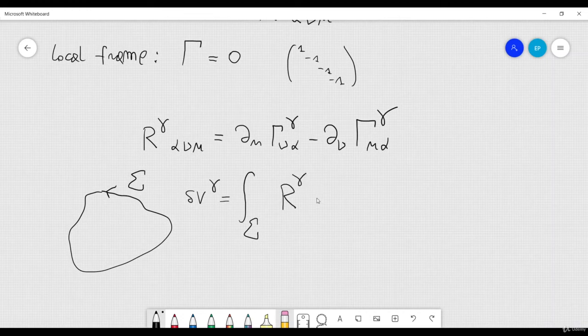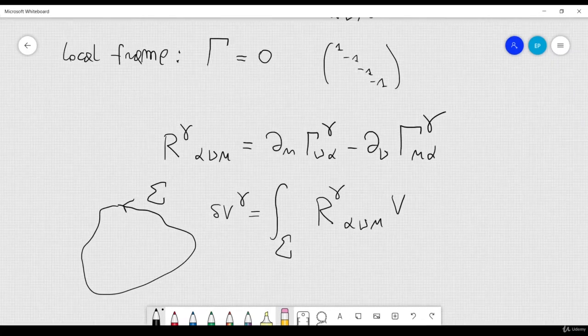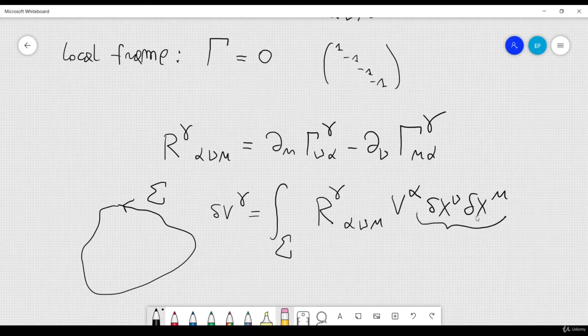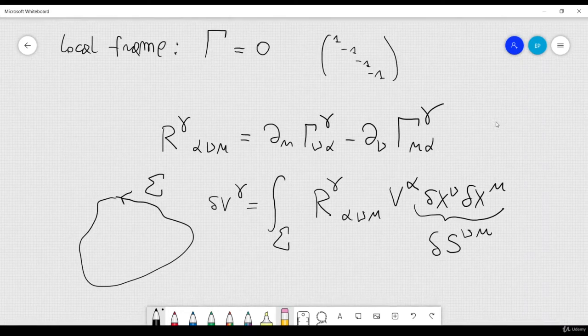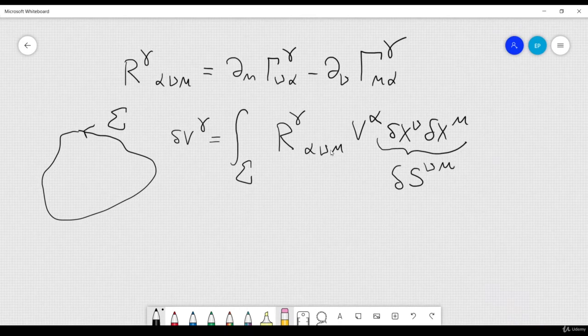So I have Riemann tensor gamma alpha nu mu v alpha, and then here we have delta x nu delta x mu. You can take a look at these two differentials that are multiplied together. This is an element of a surface that we can call delta S nu mu, for example. This surface is such that its boundary is exactly sigma. So sigma is the boundary of the surface S nu mu, if you want. And here we have the element of the surface. We have to sum over all these indices nu, mu, alpha.